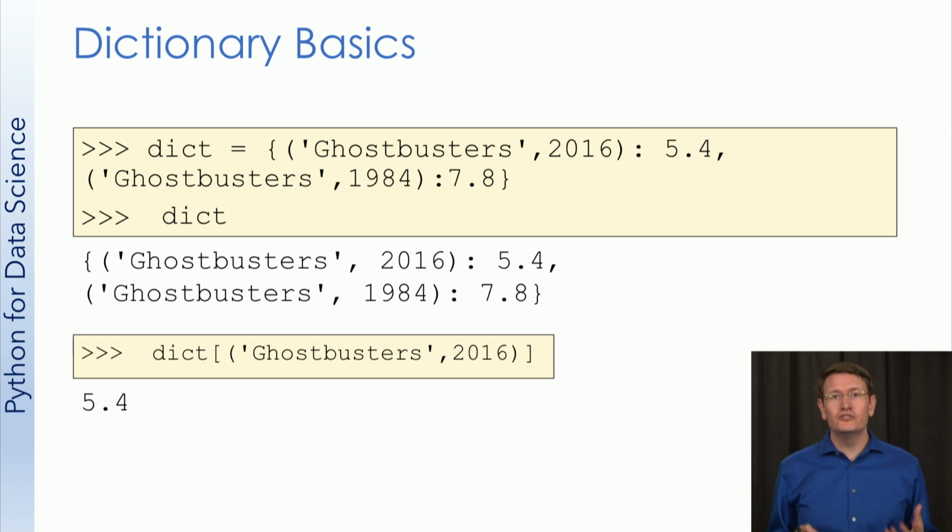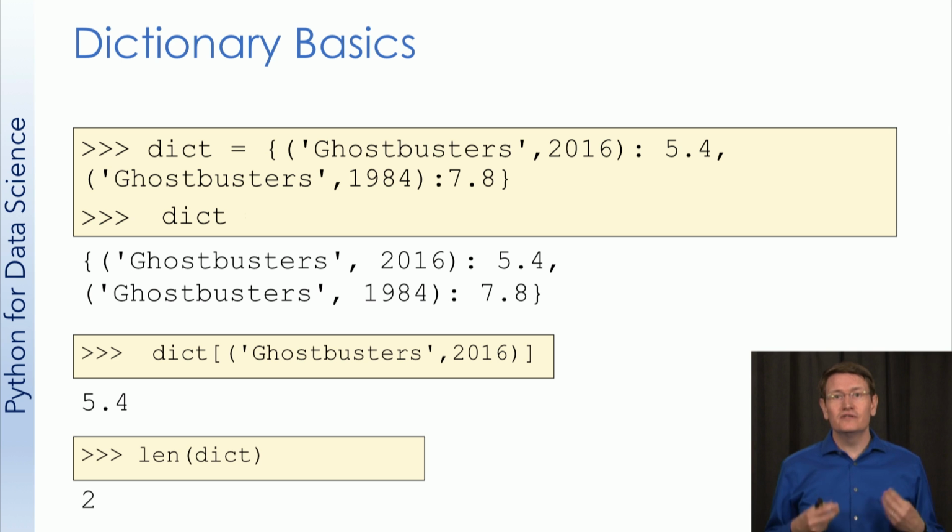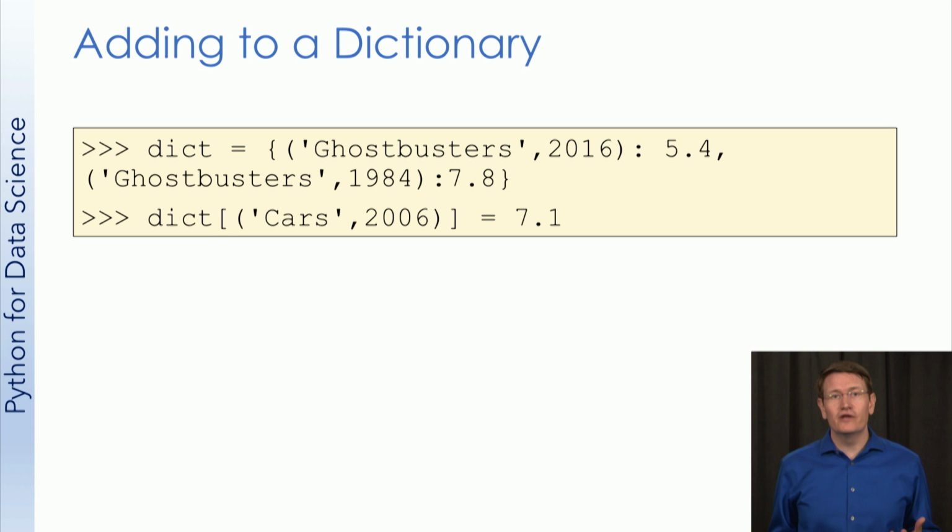Next, let's look up a value using a key. To do that, we just use the brackets and the key like an index for a list. Lastly, we can use length, or len, to check how many elements are in the dictionary. To add to the dictionary, we can just use a new key as an index, and then assign it a value. So it's actually pretty easy to add to the dictionary. If Cars 2006 were already a key in the dictionary, you just reassign it. No errors are thrown.